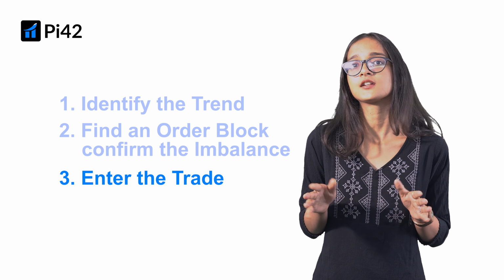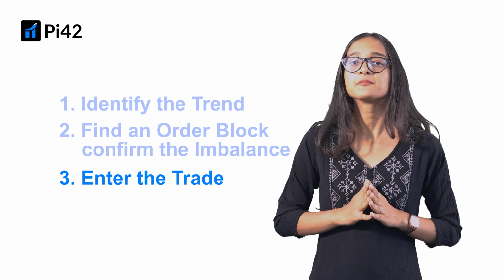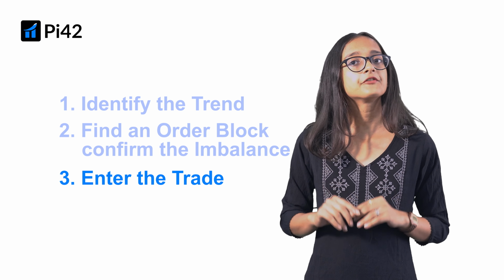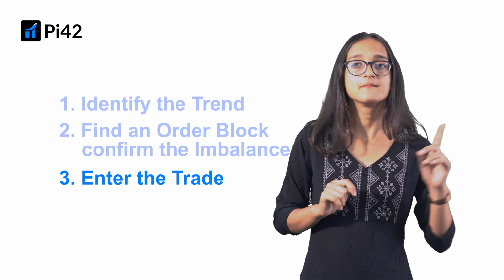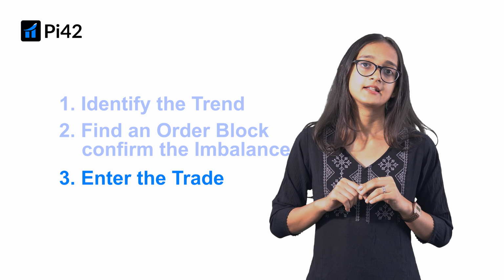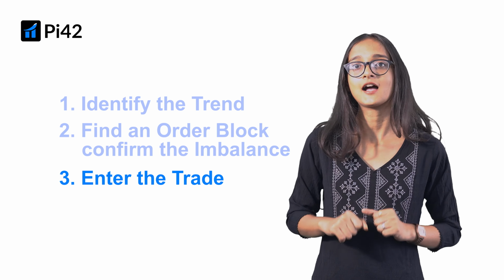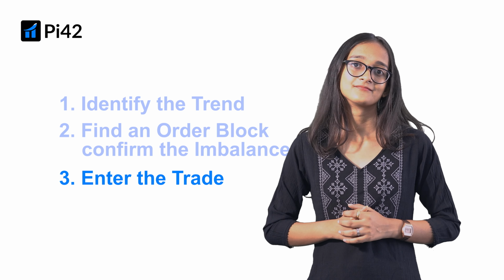If no strong reaction occurs at the FVG, wait for the price to retest the order block. Now, look again for a price action signal like a pin bar or an engulfing candle. Set your stop loss just below the order block and aim for the swing high for your take profit.